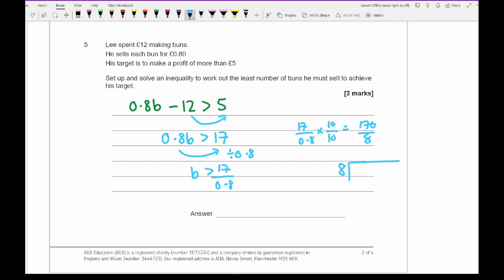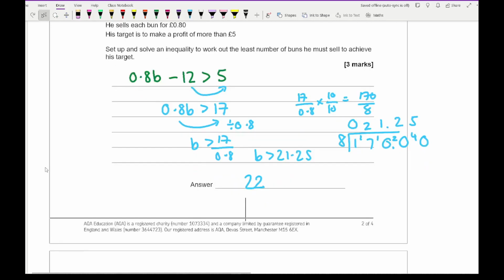So 8 into 170, that becomes a 0, that becomes a 2, and that becomes a 1, remainder 2. 8 into 20 goes 2, 4, and then a 5. So B has got to be greater than 21.25. So how many buns does he need to sell? Well, he needs to sell more than 22 to make that profit of over £5.